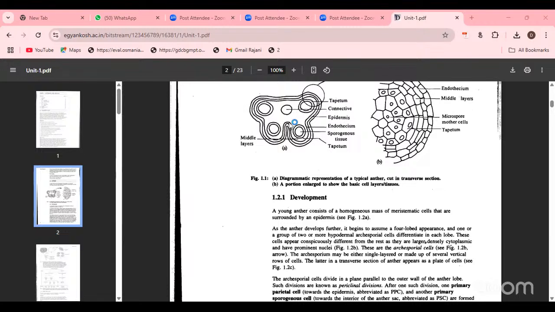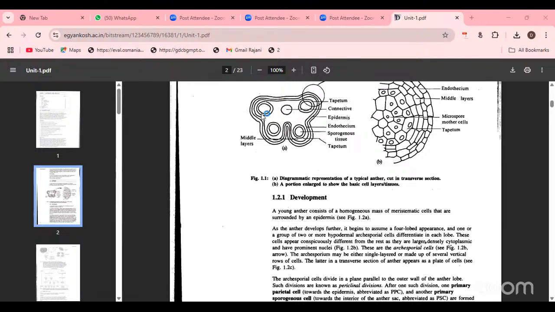And one, a group of two or more hypodermal archesporial cells. Two cells are there. One is the archesporium, meaning the cells that lead to the development of the anther. Archesporium cells differentiate in each lobe. Thus, these cells appear conspicuously different from the rest of the cells. These cells are very large in size, with dense cytoplasm and prominent nuclei.